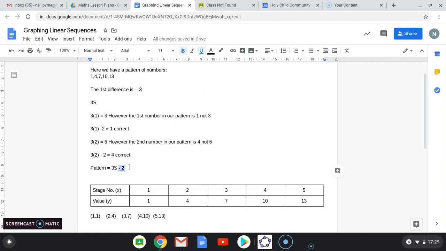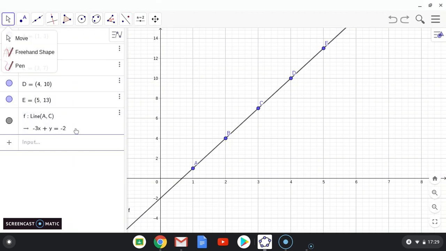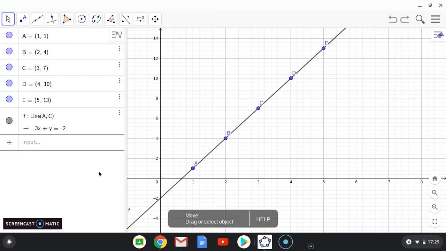Remember what I said to you already. The letter doesn't matter. This is the same as this. We could always try and find the slope of our line as well if we wanted, and that would help us as well. Okay, so this is how you would graph a linear sequence. It's that simple.